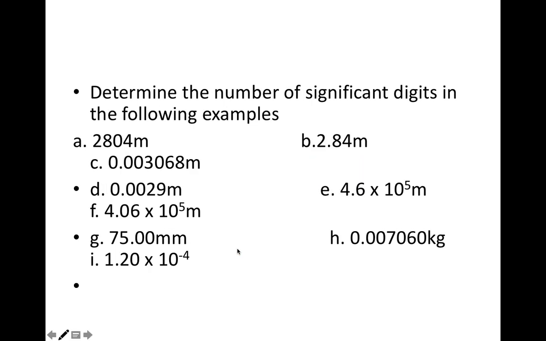Okay, here's a practice question. Determine the number of significant digits in the following examples. Pause the video now and try it on your own, and then we'll go back over the answers when you get back to the video.